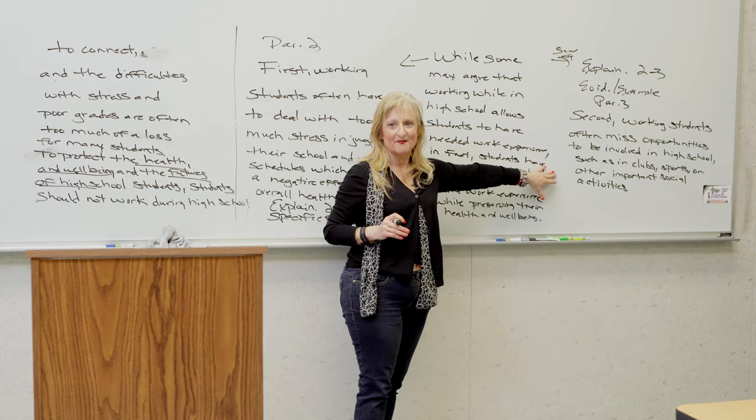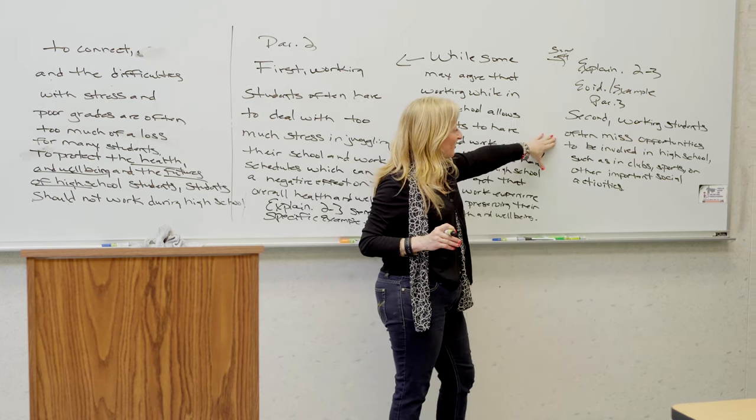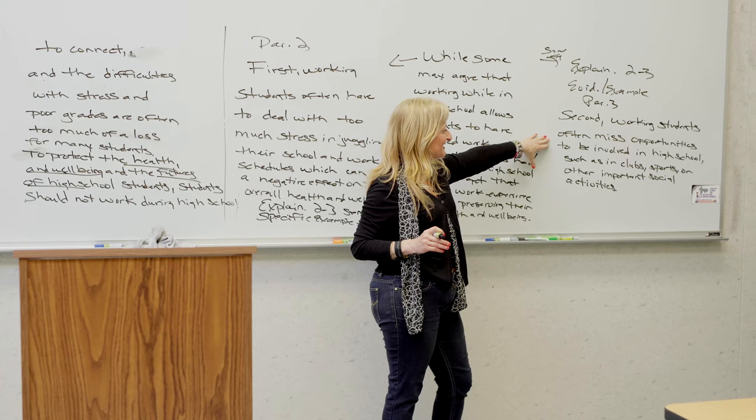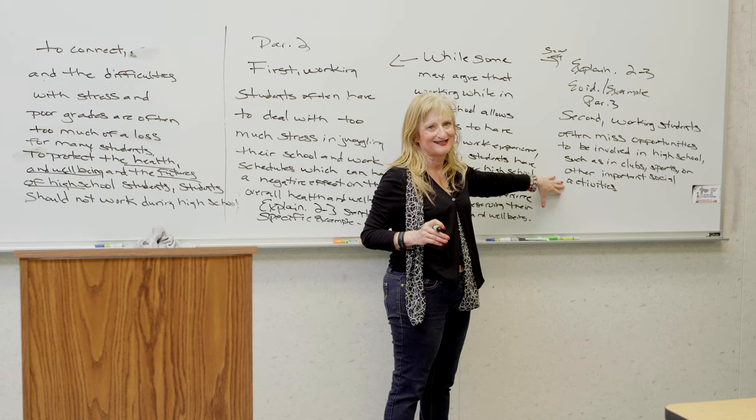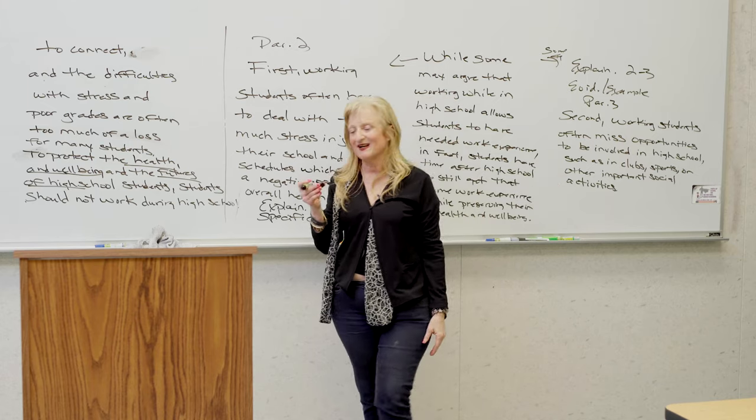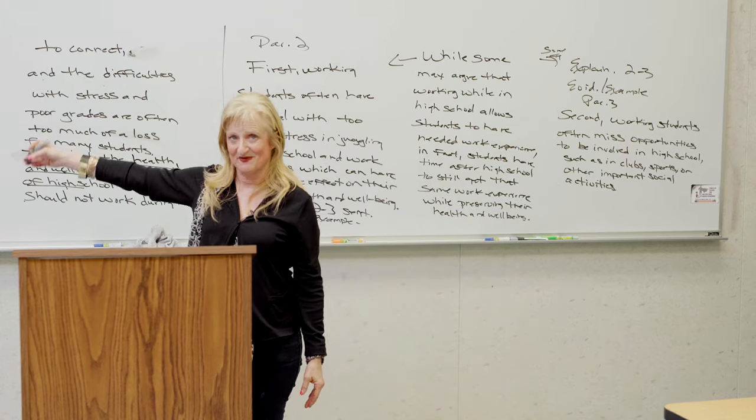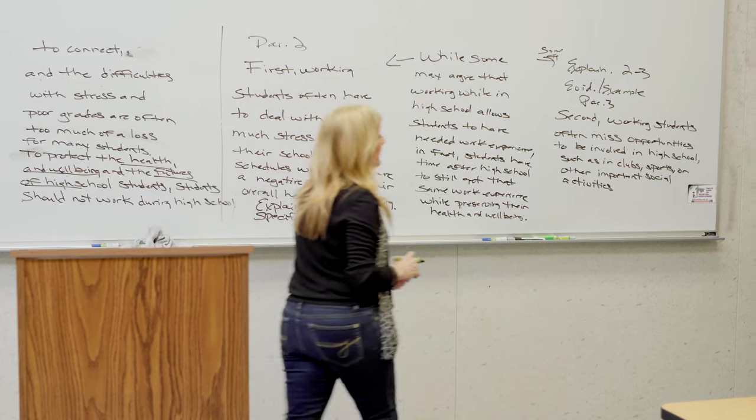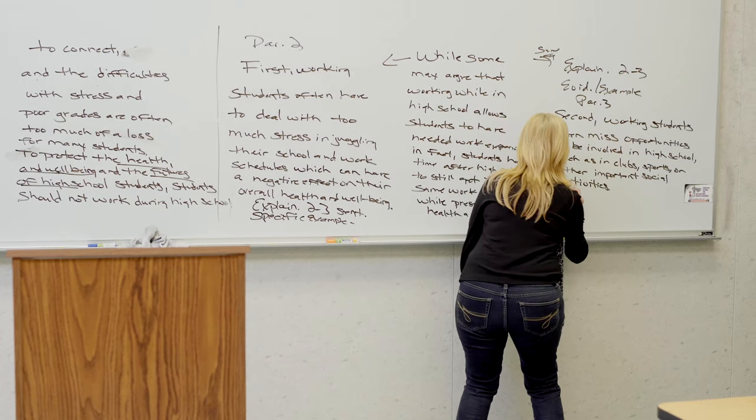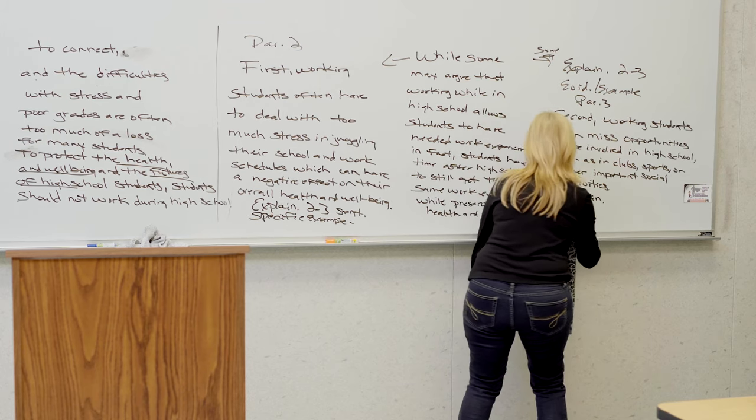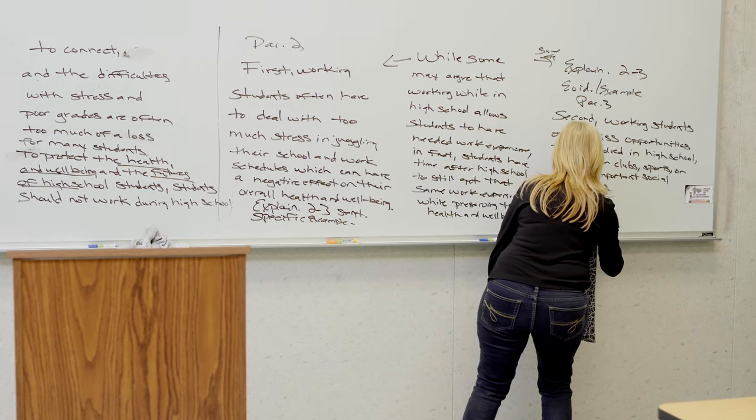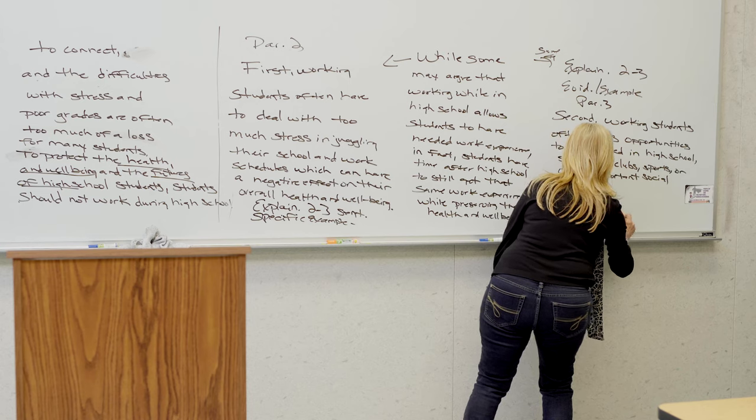It's our second topic sentence. We've got: second, working students often miss opportunities to be involved in high school, such as clubs, sports, or other important social activities. So that's our second idea, supports our thesis. We mentioned it in the intro. And that's one sentence, right? So you're going to explain that. You are going to give an example or evidence of that.